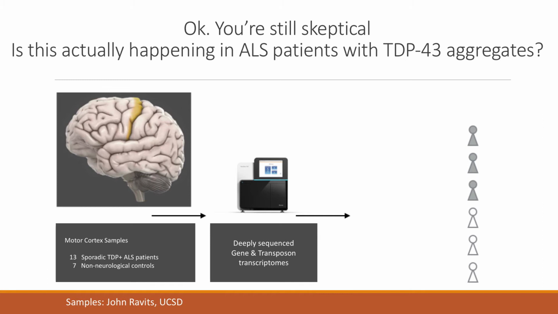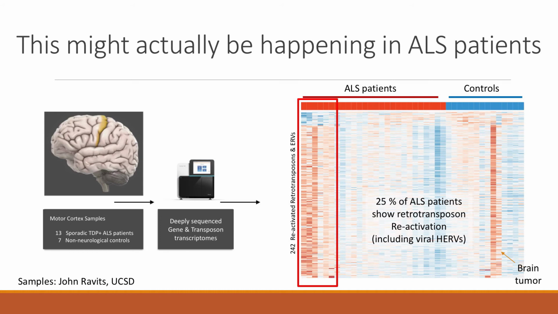And so he was able to give us a small pilot sample of about 20 samples. 13 of these were from ALS patients, sporadic patients that were known to have TDP43 pathology. And he gave us really nice samples that we were able to get great libraries from. So we got deeply sequenced gene and transposon transcriptomes from these things. And what we saw was maybe a little surprising. It wasn't all of the patients with TDP43 pathology, but it was a reproducible about 25%, right?